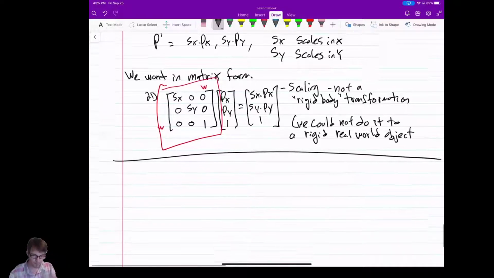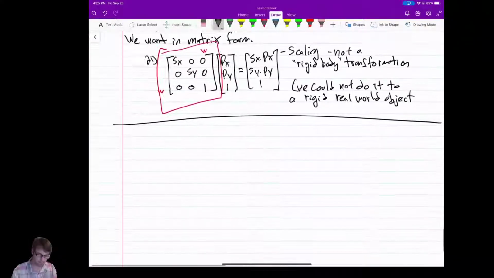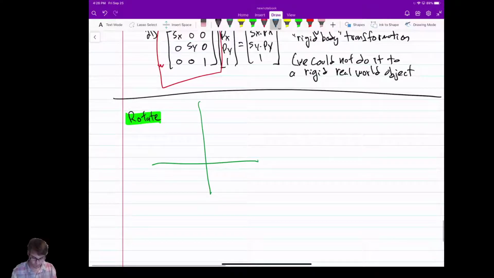Hey everybody. So let's learn some more transformations. The next one is another common one that you will actually use, and it's rotate. The idea behind rotate is we have some point here, let's say, and we want to rotate it around some angle, around the origin, some angle theta, like that.